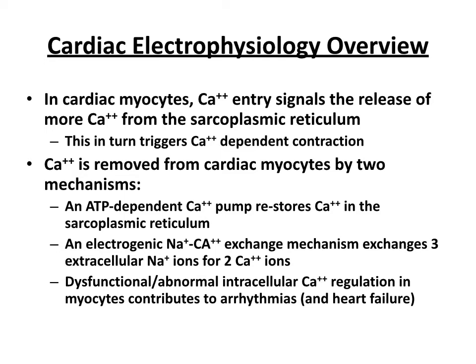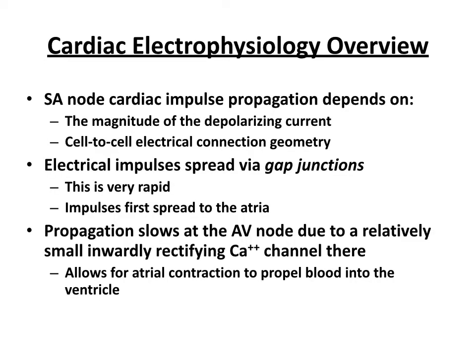that can, of course, contribute to arrhythmias. Okay, in terms of propagation at the level of the SA node, the impulse spreading of course over to the AV node is going to depend on the magnitude of the polarizing current and also the cell-to-cell electrical connection geometry. So if things are working right, the magnitude of the action potential is going to be sufficient. If there's cell damage or something there at the SA node, that can be disrupted. And that can, of course, affect normal heart rhythm.